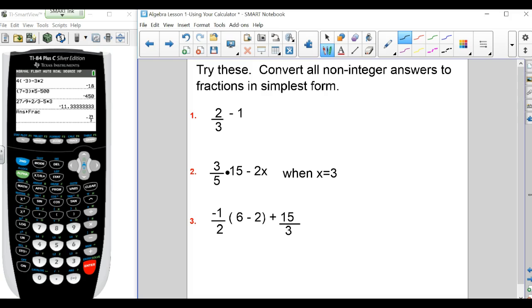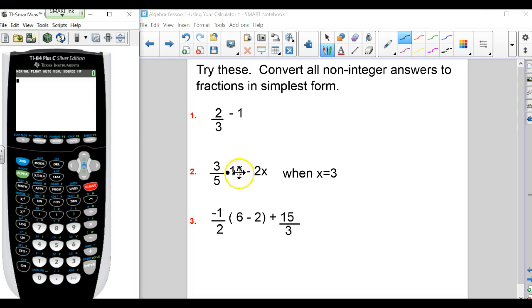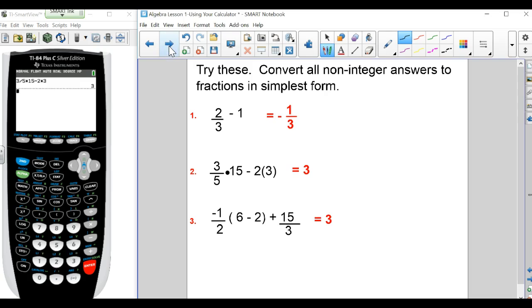Now I've got three practice problems for you to try here. Go ahead and hit pause and try all 3 of these problems on your calculator. Make sure all your answers, if you get them in the form of a decimal, are converted to fractions. I'll do number 2 for you this time. So we've got 3 over 5, so I'm going to type in 3 divided by 5 times 15 minus 2x. Now, x in this case is 3, so I'm going to put 2 times 3 and hit enter, and the answer is 3. We'll go ahead and check your other answers. Here's what we get for each of them.